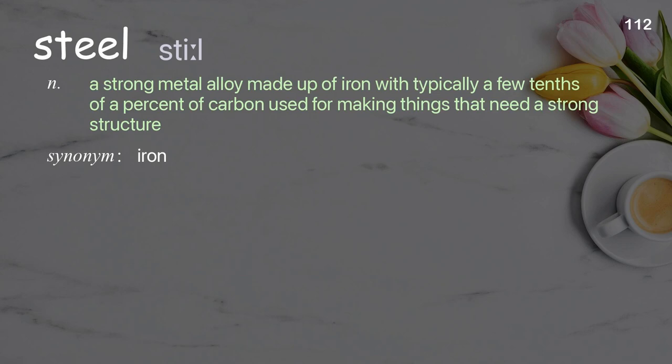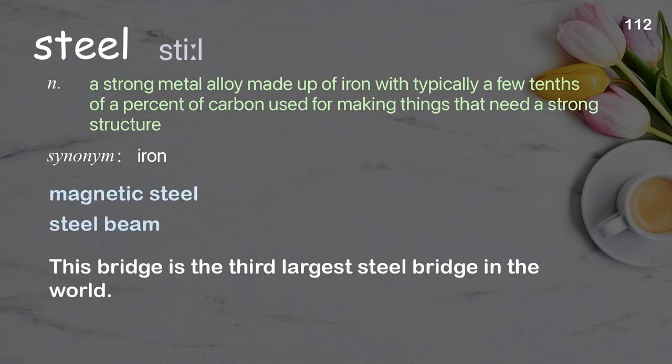Steel. A strong metal alloy made up of iron with typically a few tenths of a percent of carbon used for making things that need a strong structure. Examples. Magnetic steel. Steel beam. This bridge is the third largest steel bridge in the world.